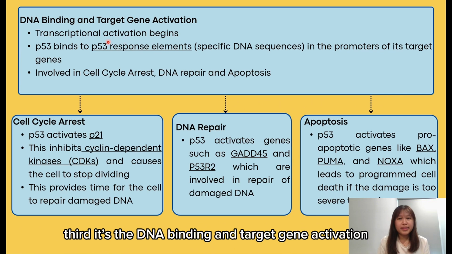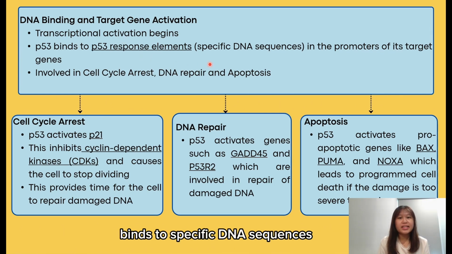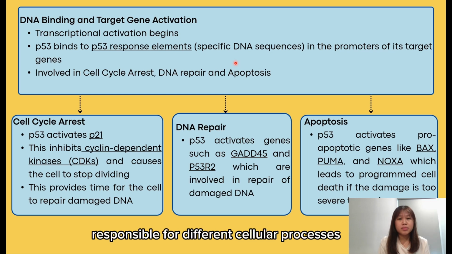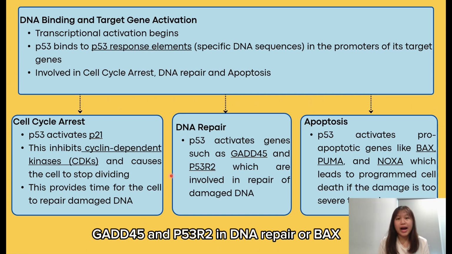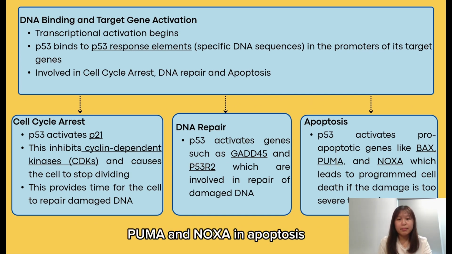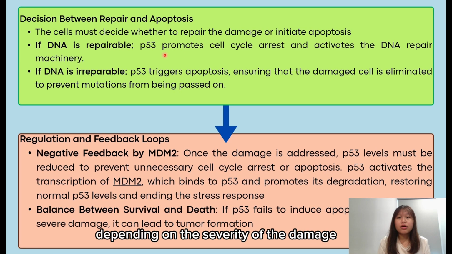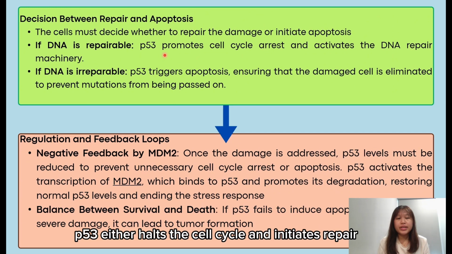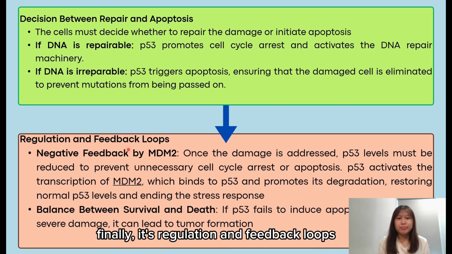Third is the DNA binding and target gene activation. At this stage, p53 binds to specific DNA sequences and activates genes responsible for different cellular processes such as p21 in cell cycle arrest, GADD45 and p53R2 in DNA repair, or PAX, PUMA, and NOXA in apoptosis. Fourth is decision between repair and apoptosis. Depending on the severity of the damage, p53 either halts the cell cycle and initiates repair or triggers apoptosis if the damage is irreparable. Finally, its regulation and feedback loops.